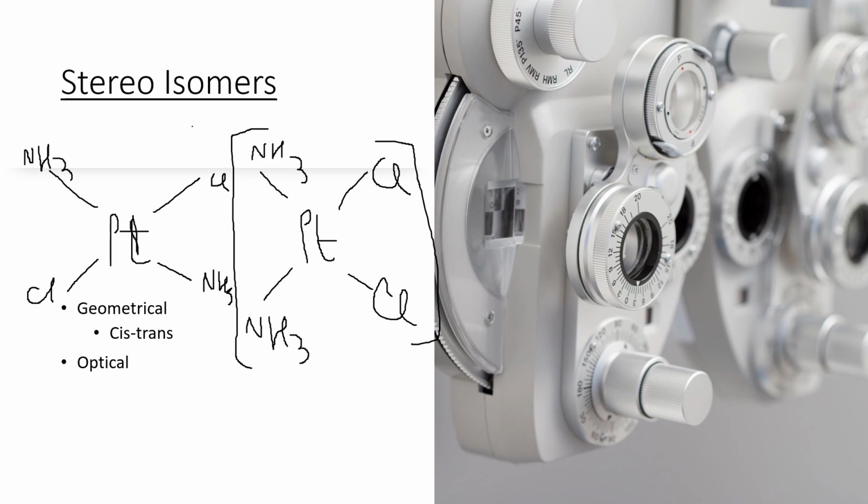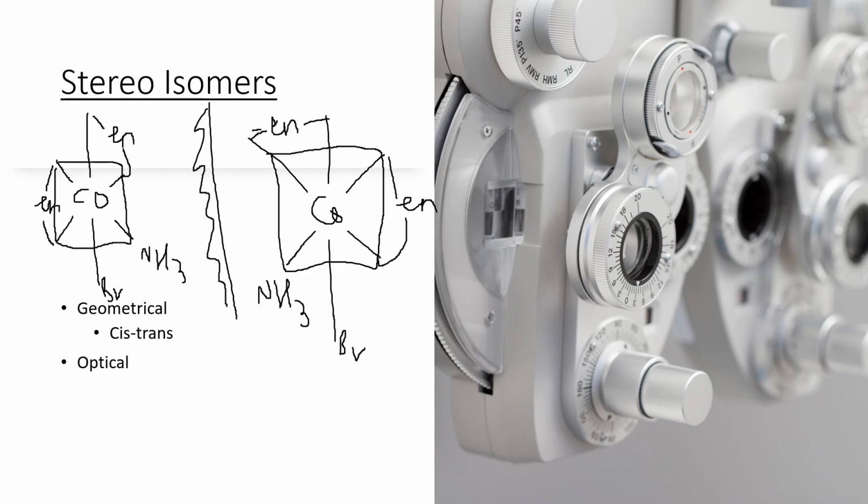And similarly, when in the same formula the ligands are on opposite sides, that is NH3 and NH3 and Cl and Cl are on opposite sides, it's called trans isomer. Hence, geometrical isomers are also called cis and trans isomers.